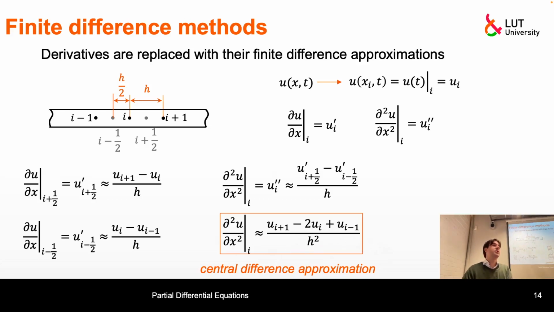That's called central difference approximation, naturally, because we are calculating the value in the center, knowing values to the right and to the left. Different types of approximations are possible using this finite difference approach.